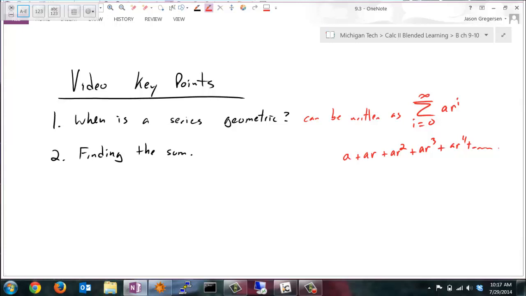Now what we're going to talk about later is how in the video we did one kind of proof to generate some formulas, and the book does a little bit different. And it really all depends on what you call n. There's a little disconnect between the ending power and how many terms there are in the series.